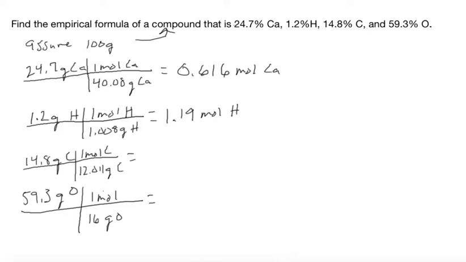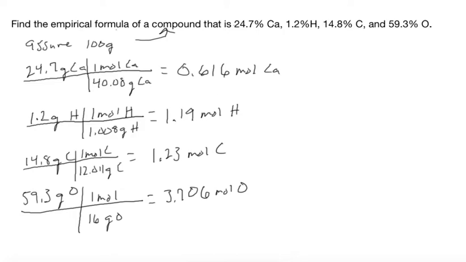And now let's do the carbon. 14.8 divided by 12.011, and I get 1.23 moles of carbon. And now let's calculate the oxygen, which is 59.3 divided by 16, and I get 3.706 moles of oxygen. So now I've calculated all of my moles.